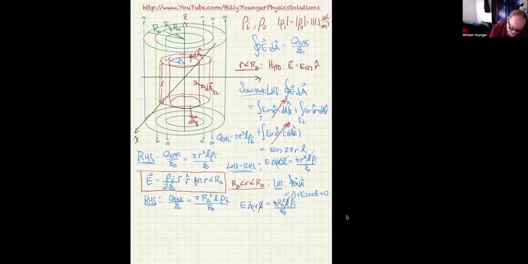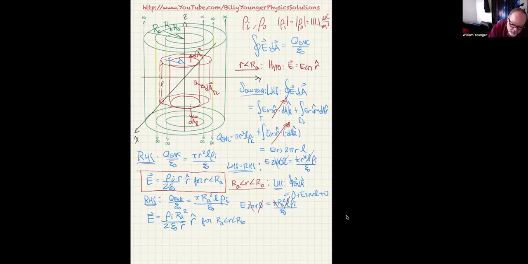So we end up getting, again, based on our original hypothesis, that the electric field is going to have a magnitude of, in this case, rho sub i times r a squared over 2 epsilon naught with an r in the bottom, which means it's going to fall off like 1 over r, like we normally find out for infinitely long charges. And this is for r a is less than r is less than r b.